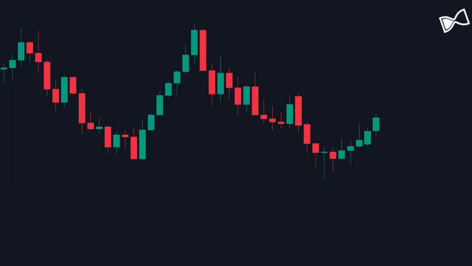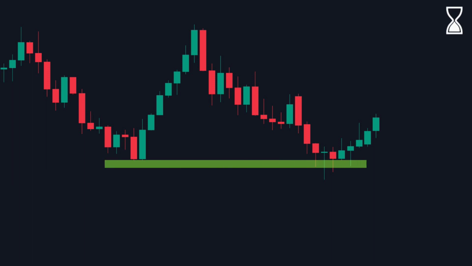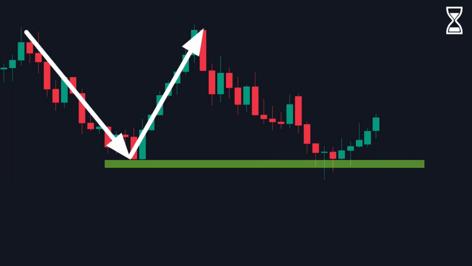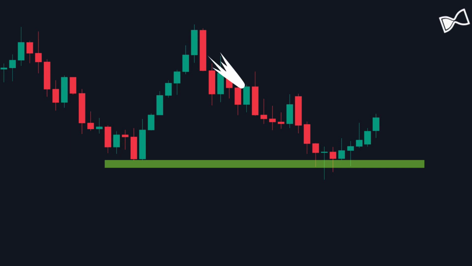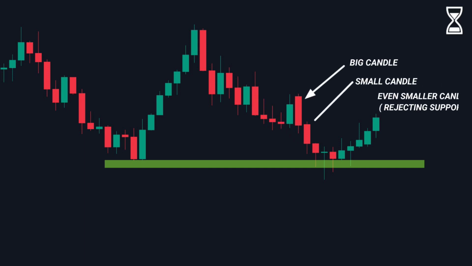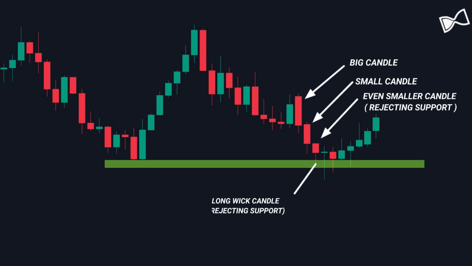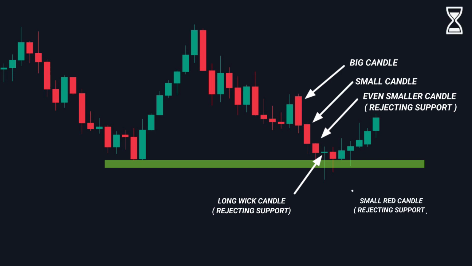Here we have our next chart. This is a key level of support, as you can see from when price got here last. It hit and reversed upwards. So as price approaches this level again, we have a big candle, then a smaller candle, an even smaller candle, which is also rejecting support. And then we have this beautiful green long wick candle, rejecting support. And then followed by another great inside bar candle, rejecting support as well. And as you can see price bounced upwards, which would have presented a great trade opportunity through the intraday time frames.